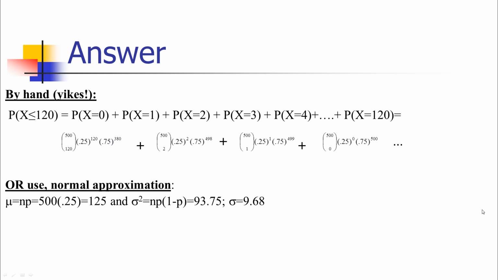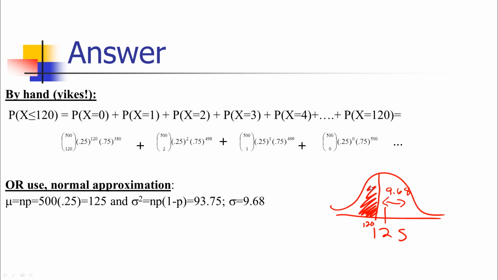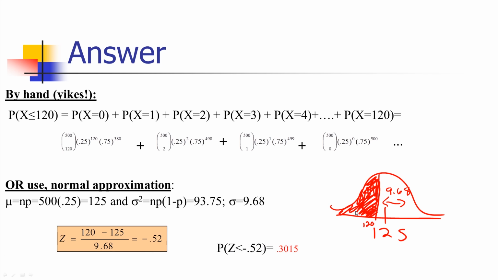We pretend we're on a normal curve with a mean of 125, that's 500 times a quarter, and a standard deviation of the square root of n times p times 1 minus p, which here is 9.68. So I take the standard deviation and the mean from the binomial, and I pretend I'm on a normal. Now if I want to know the chance of getting 120 or less, that's the area to the left of 120 on the normal curve. That's below the mean, so we know that area is going to be less than 50%. I calculate my z-score, and it turns out to be negative 0.52. I go to my chart, I look up the probability to the left of negative 0.52, and it's about 30%. So I have a 30% chance of getting 120 cases or less.